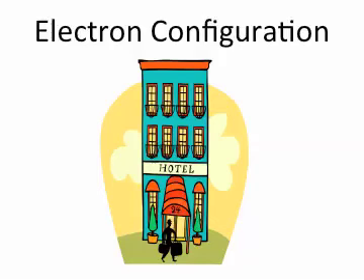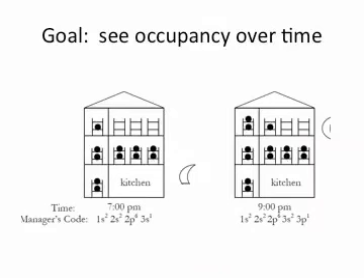The purpose of this little lecture is to go over electron configuration, try to relate it to the activity you did with the electron boarding house or hotel. So if we go back and rethink the electron boarding house, the goal was to see occupancy over time and relate it to a code.